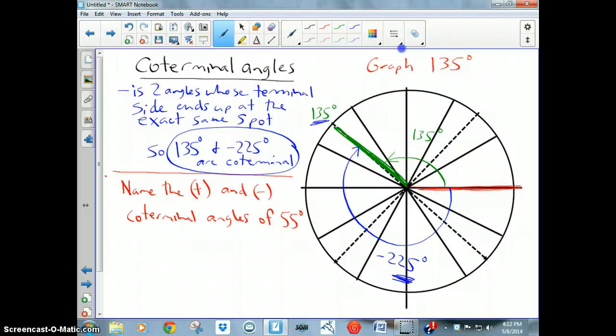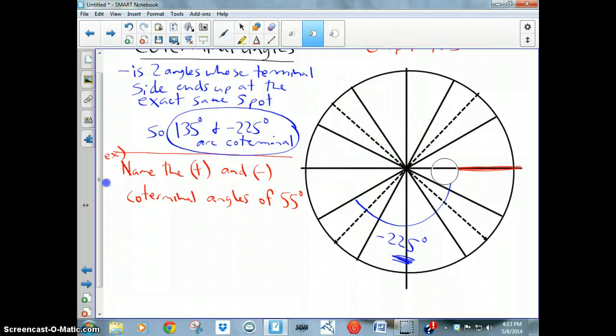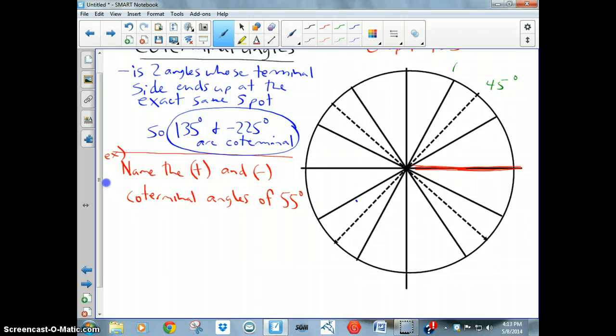Now, here's an example for you. Let's say I asked you to name the positive and negative coterminal angles of 55 degrees. Well, I'm going to erase this. 55 degrees. Let's draw that. Here's the initial side. Positive 55 degrees. This is 45 here. This is 60. So 55 must be somewhere about right there. So there's my angle, 55 degrees. What would be coterminal to that?